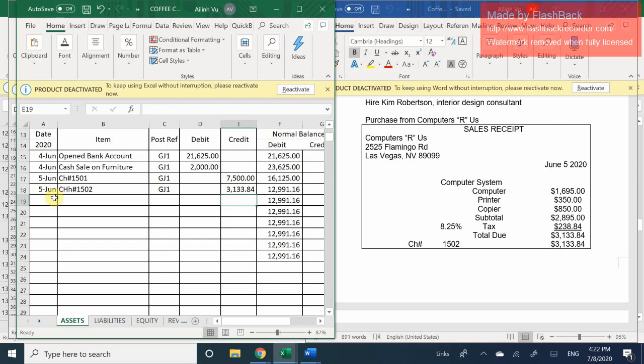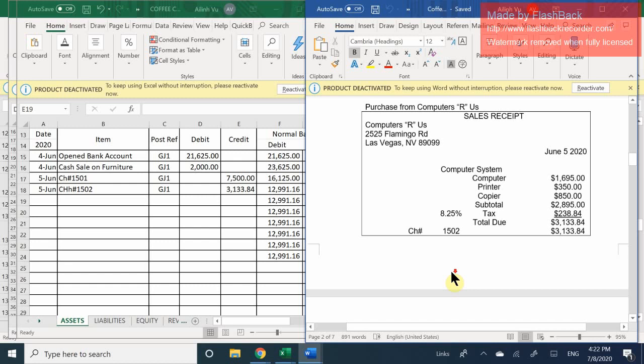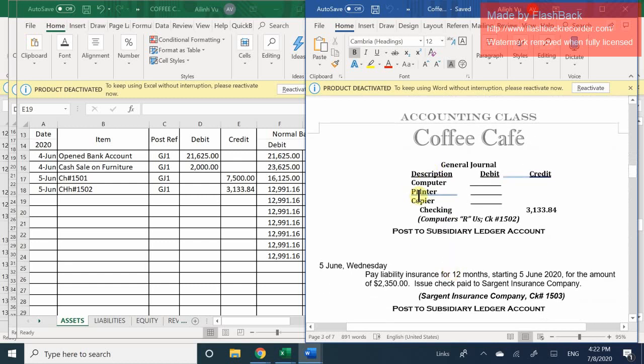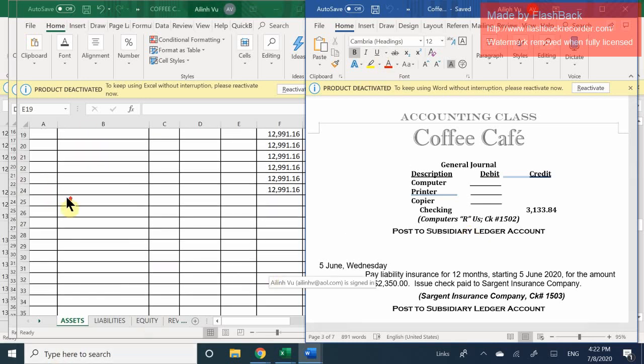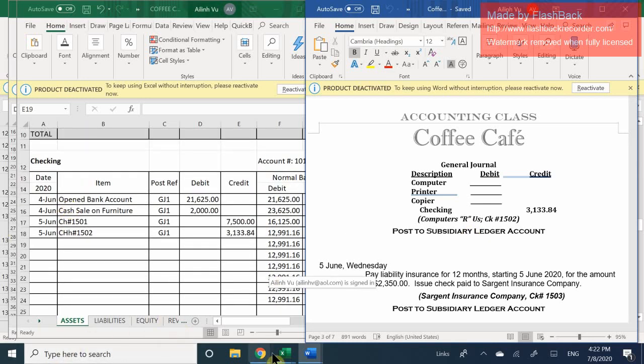No. All right. So, once you finish this, if we scroll down on the page of the Coffee Cafe, it's going to indicate all this. Good. We put Computers R Us, check number 1502. Now it says post to the subsidiary ledger. So, who is Computers R Us? Are they a vendor or are they a customer? Vendor. They are a vendor to us. So in this case, we're going to pull up our subsidiary ledger.